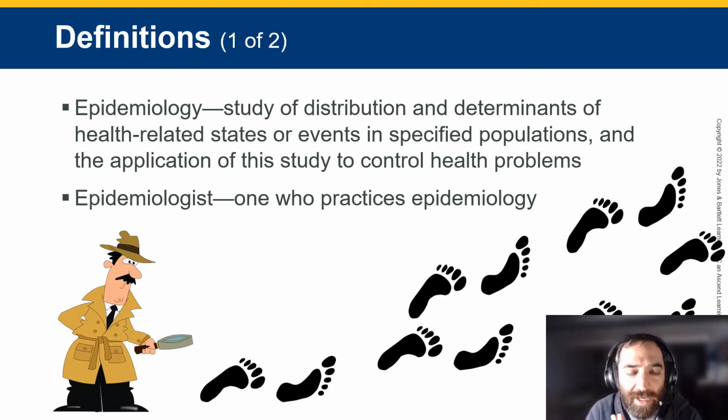Why was it that heart disease 100 years ago was killing so many more people than it is today? Why is it that AIDS was killing off large sections of gay men? And epidemiologists began to study this sort of thing and came up with the understanding that we have today, which ends up saving lots of people's lives and prevents lots of diseases from popping up. So an epidemiologist is just one who practices epidemiology, be it doctor or other health professional.